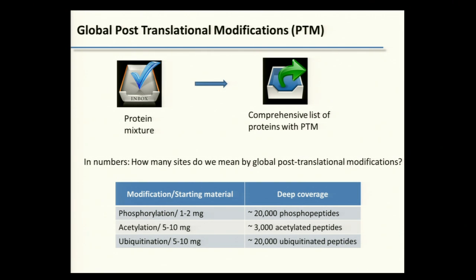If you think about phosphorylation, you can start with 1-2 mg of, say, a cell lysate. You might end up with 20,000 phosphopeptides. Acetylation, you need more material, and you might be able to get about 3,000 acetylated peptides. Ubiquitination, starting with 5 to 10 mg, you might end up with 20,000 ubiquitinated sites.